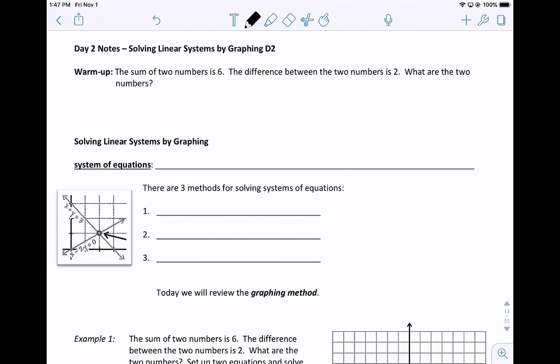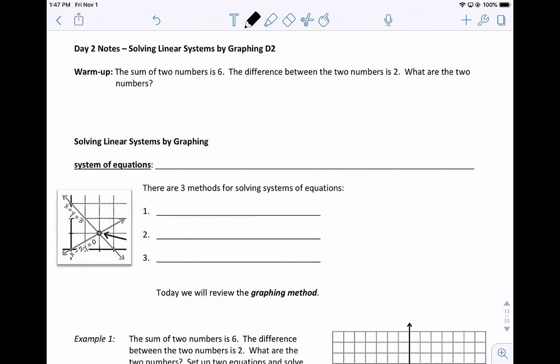Day 2, we are going to look at solving linear systems by graphing. Again, just make sure we really have it down, and then we'll move on tomorrow. Warm up. The sum of two numbers is 6. The difference between the two numbers is 2. Can you figure out those two numbers where the sum is 6 and the difference is 2?